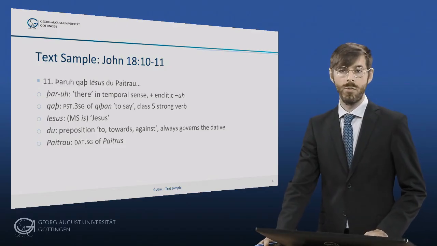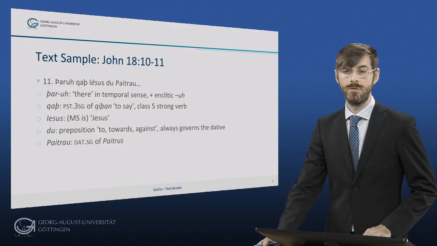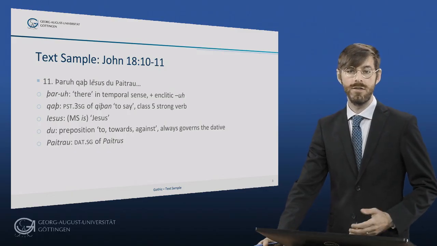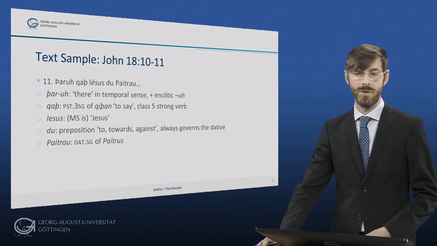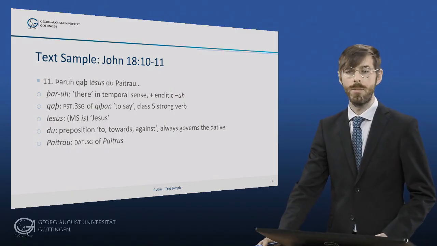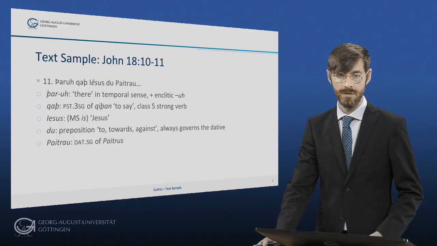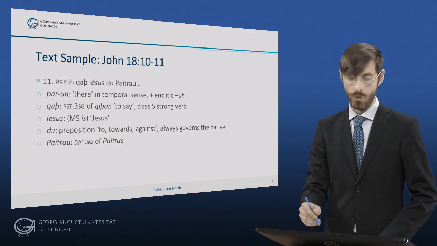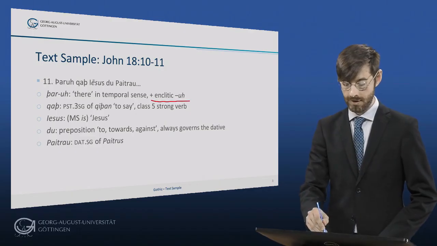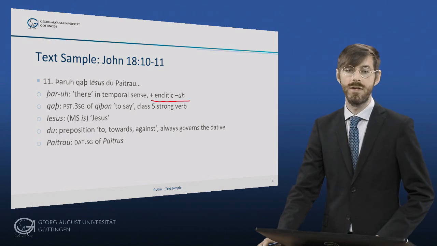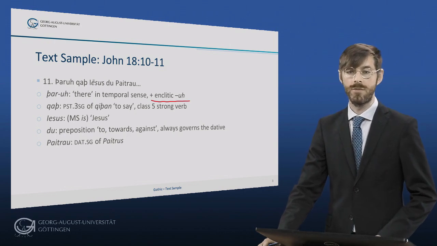We start off with Þaruh qaþ Iesus du Petrau. Þar is strictly speaking a locative particle, cognate with and often meaning "there," but it can also have a temporal sense, as in this case. It is serving as the host for the clausal clitic which we have already met. This time, since it is following a consonant rather than a vowel, we have the full form of the clitic.